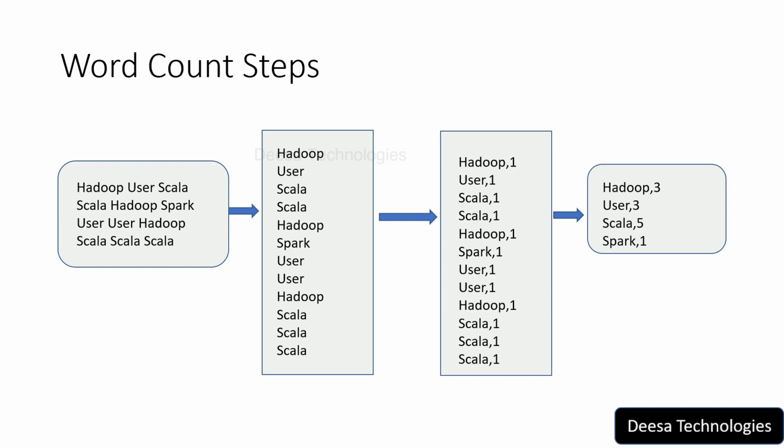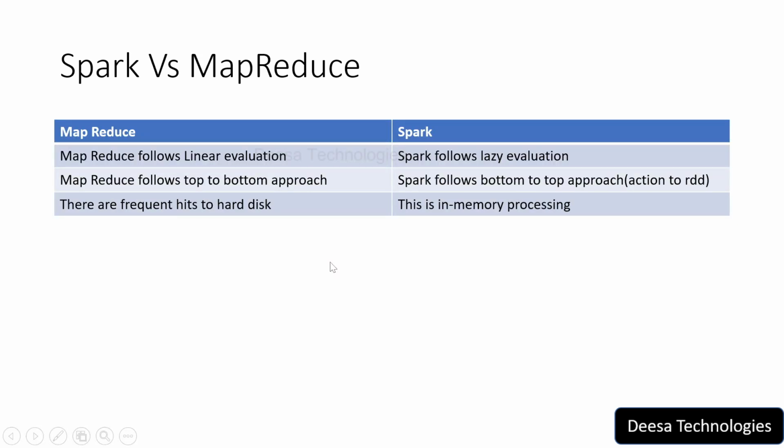All right, so this is good. Now that we understand how the processing happens in Spark and in MapReduce, let's revisit the differences between these two, right? Just kind of a revision. MapReduce follows a linear evaluation, going from step 1 to step 4. And Spark on the other hand follows a lazy evaluation. It does not execute right from step one. It basically creates a plan. So MapReduce follows a top to bottom approach, from the first step to the final step. That's where it creates the execution.